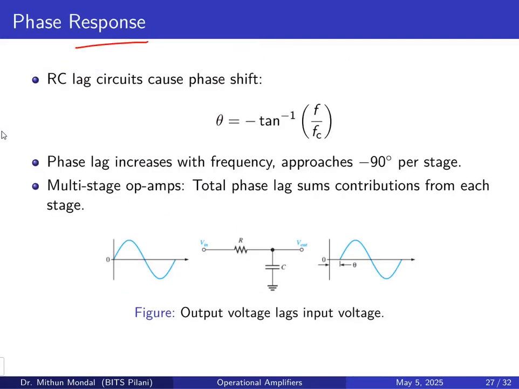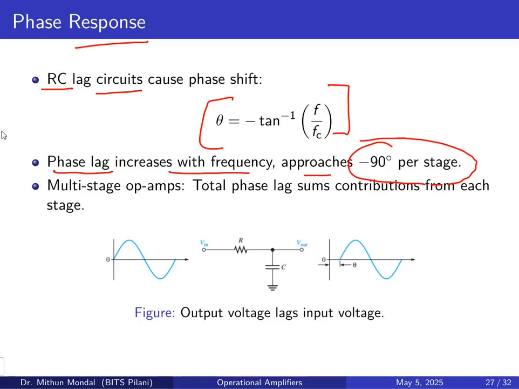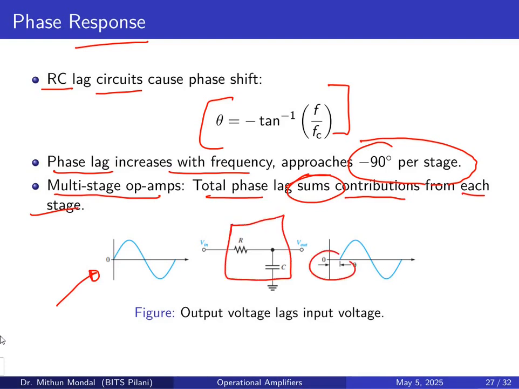Phase response in this case, since we have an RC network, which is a lagging circuit, it will cause a phase shift of minus tan inverse of F by FC. Phase lag will increase with frequency, and this will approach minus 90 degrees per stage. So you have multiple stages of op-amp, which is known as a multi-stage op-amp. Total phase lag will be the sum contributed from each stage. So whenever you give a sinusoidal input, since you have an RC network, you will have the phase lag at the output.